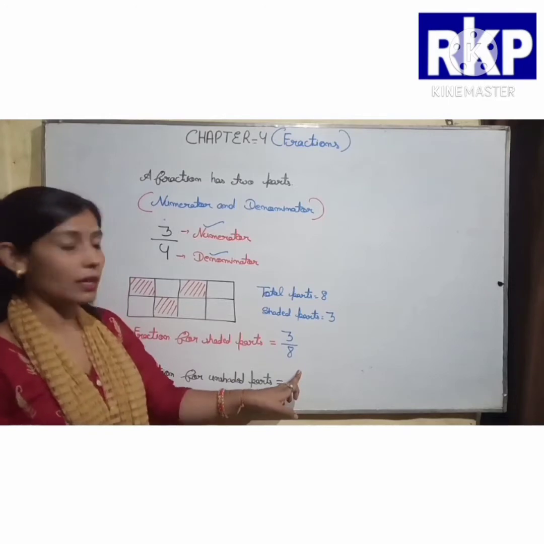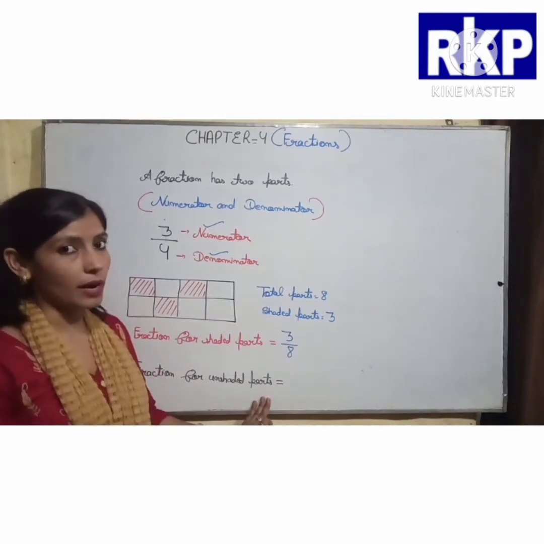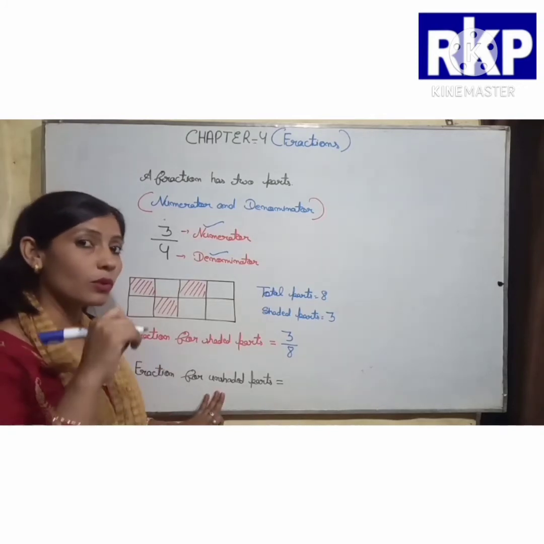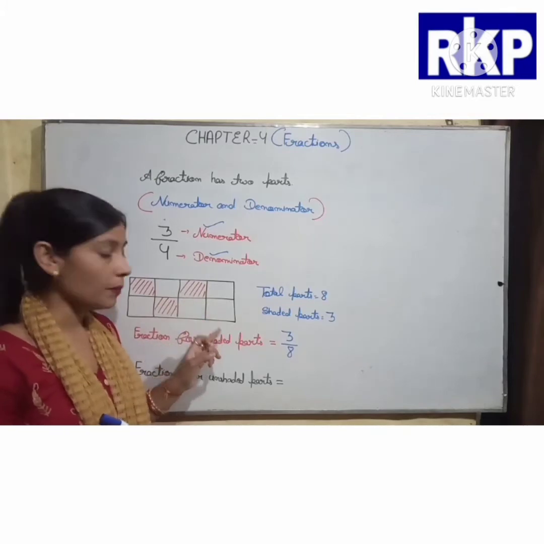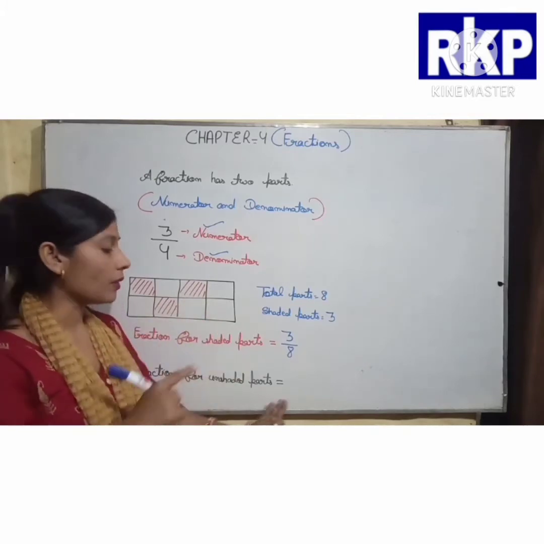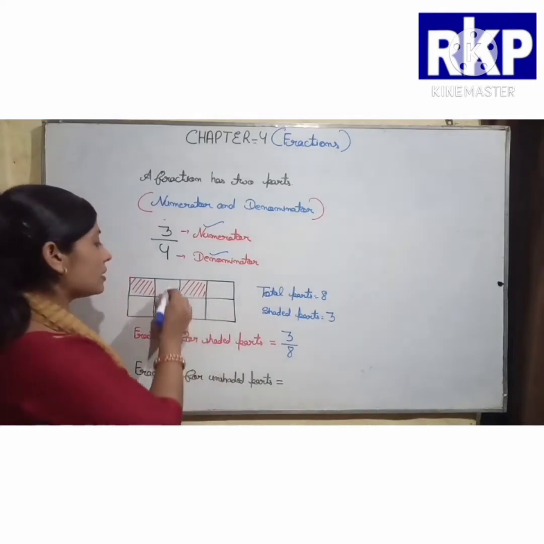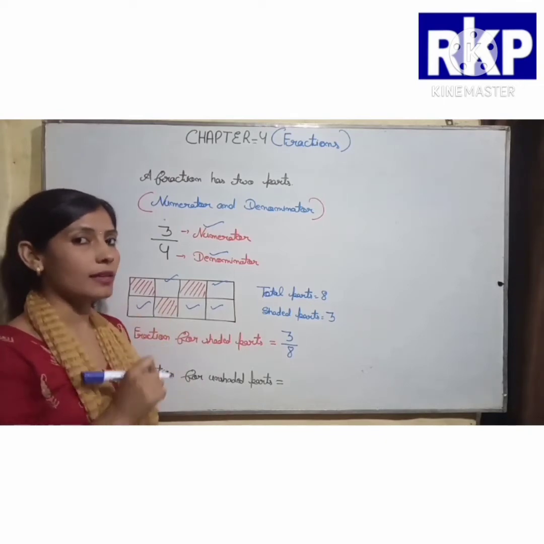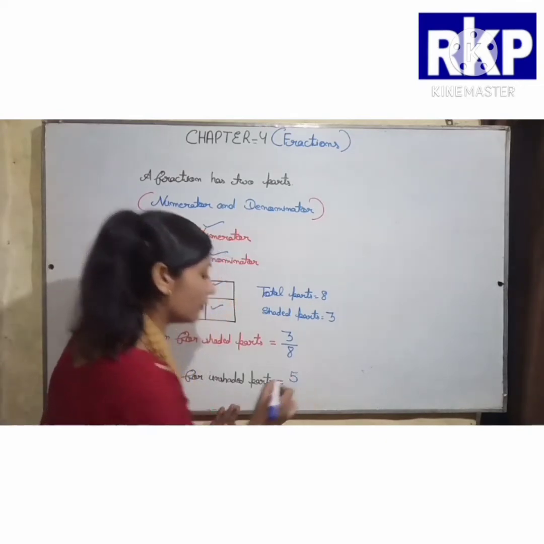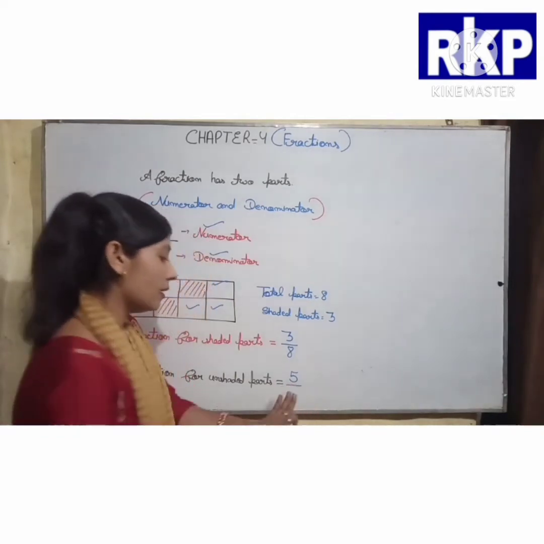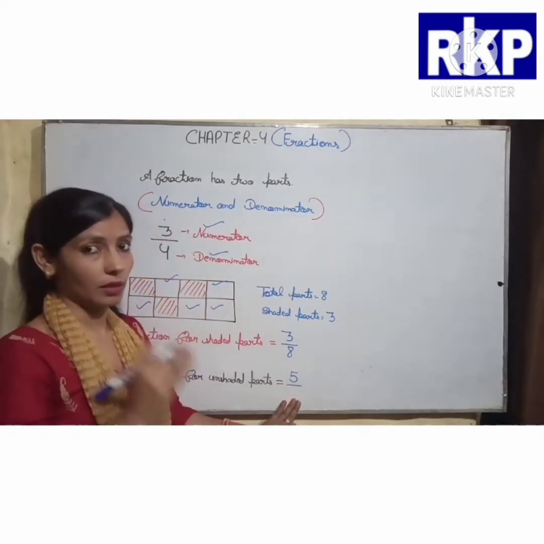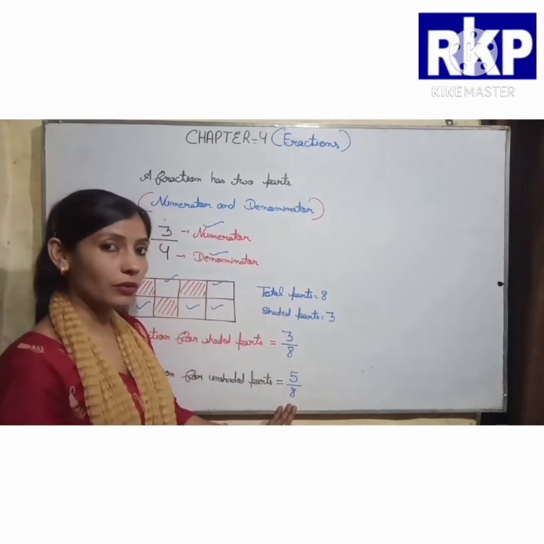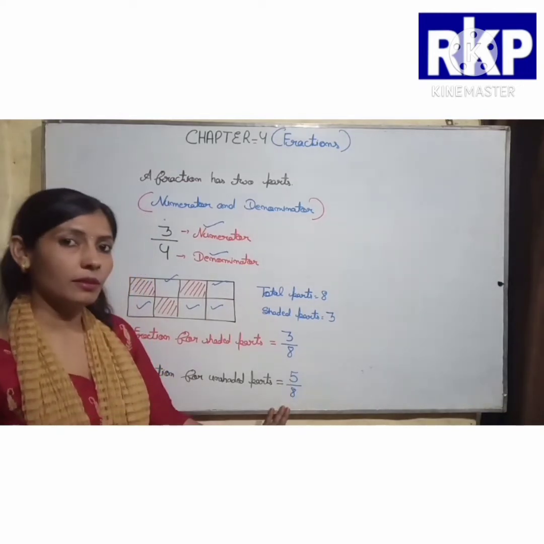But if we want to find out the fraction for unshaded parts, then what is the fraction? Here beta, we have to count unshaded parts, okay? And then we have to write that number as a numerator. So here you can see 1, 2, 3, 4, 5. 5 parts are unshaded. So we have to write 5 as a numerator, and as a denominator we have to write total parts, okay? And here we have total parts 8. So what is the fraction? 5 by 8 will be the fraction.